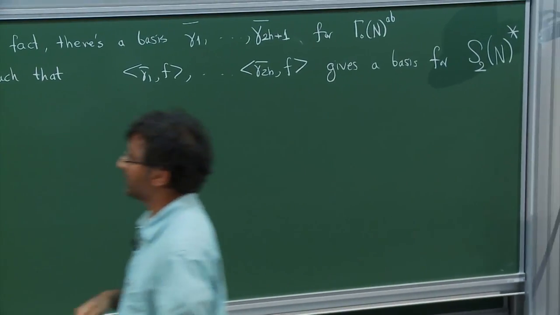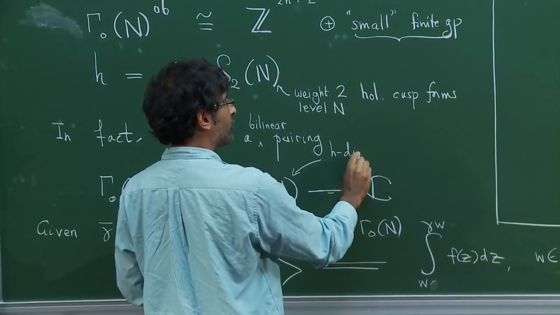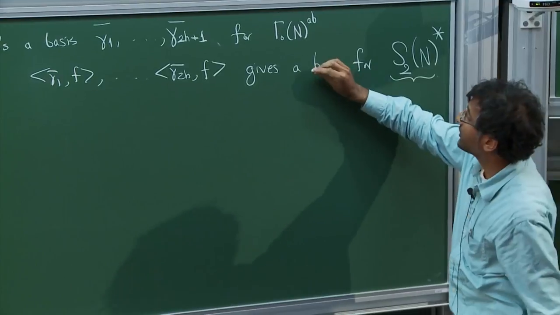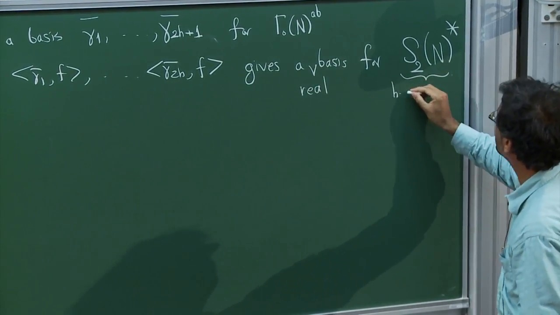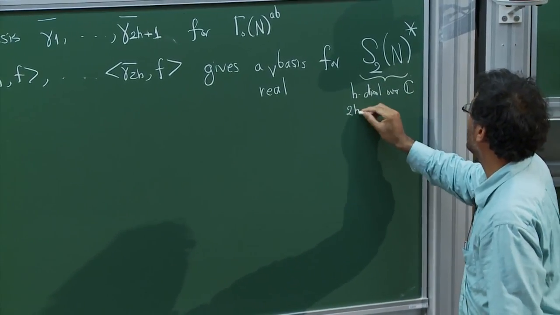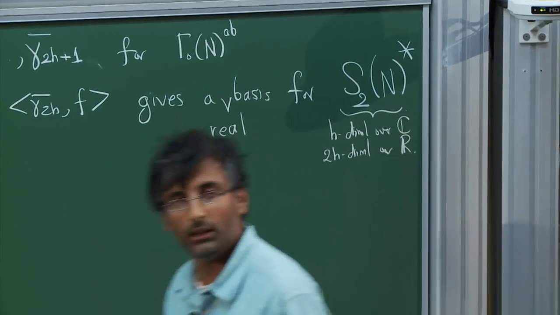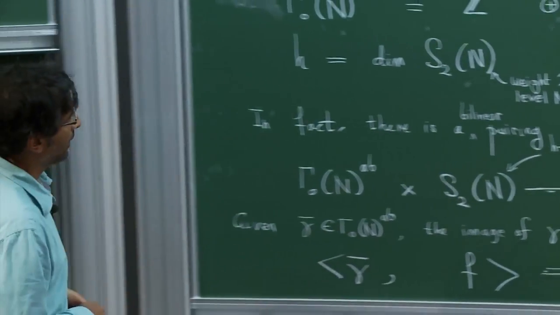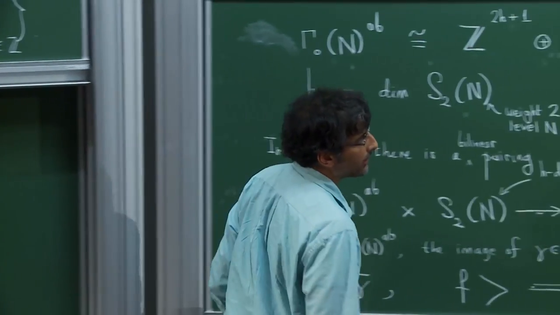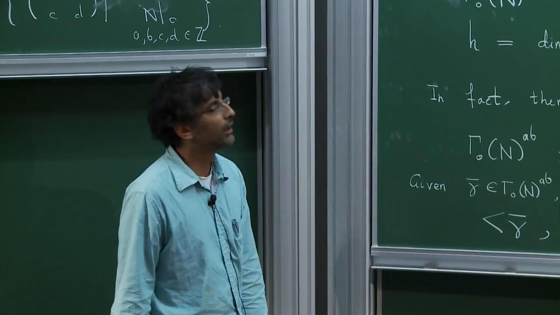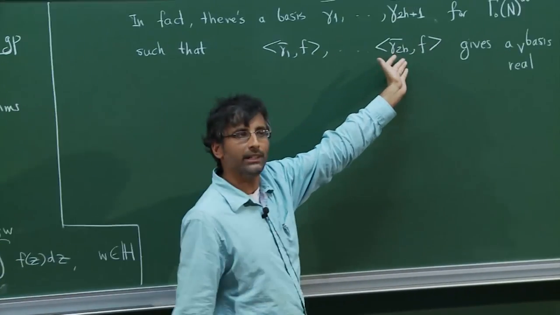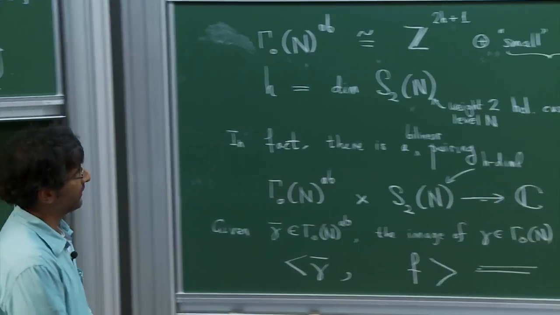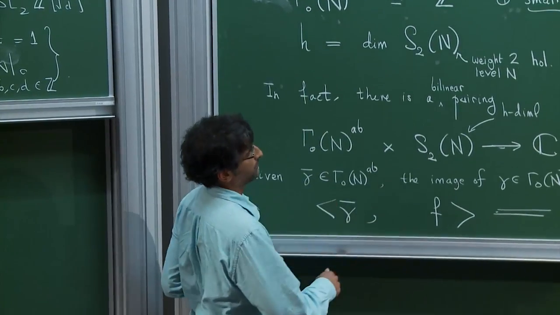Now something a bit strange about this is that the space of cusp forms is H-dimensional. It's an H-dimensional complex vector space. So this dual space is also H-dimensional. But this actually gives a real basis. So this is H-dimensional over C, but it's 2H-dimensional over R. So that's where the 2 comes from. This is the reason that you see this 2H here. You pick any 2H of them, and you can choose a basis in such a way that this is true. So aside from the plus one, this pairing tensored with the reals is perfect.